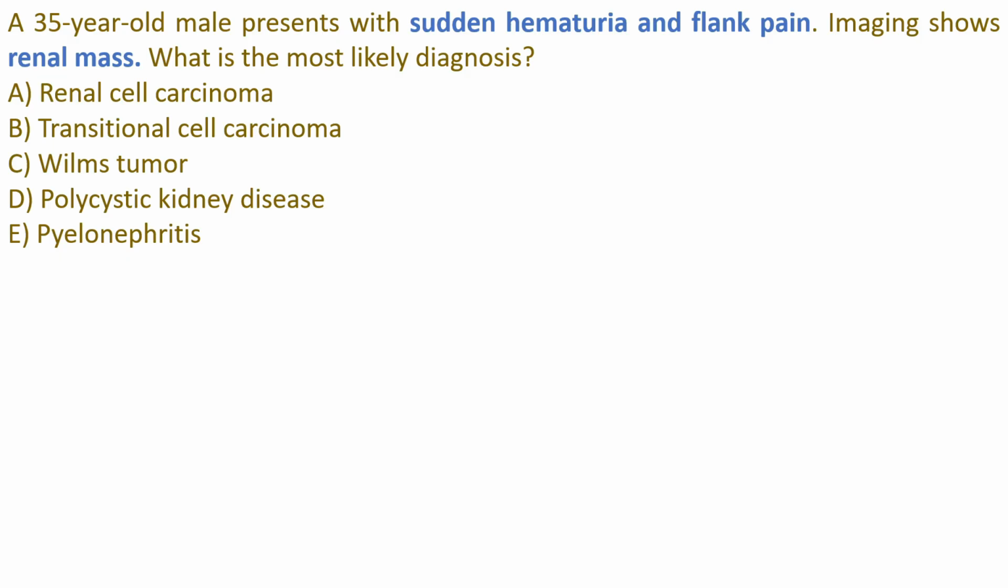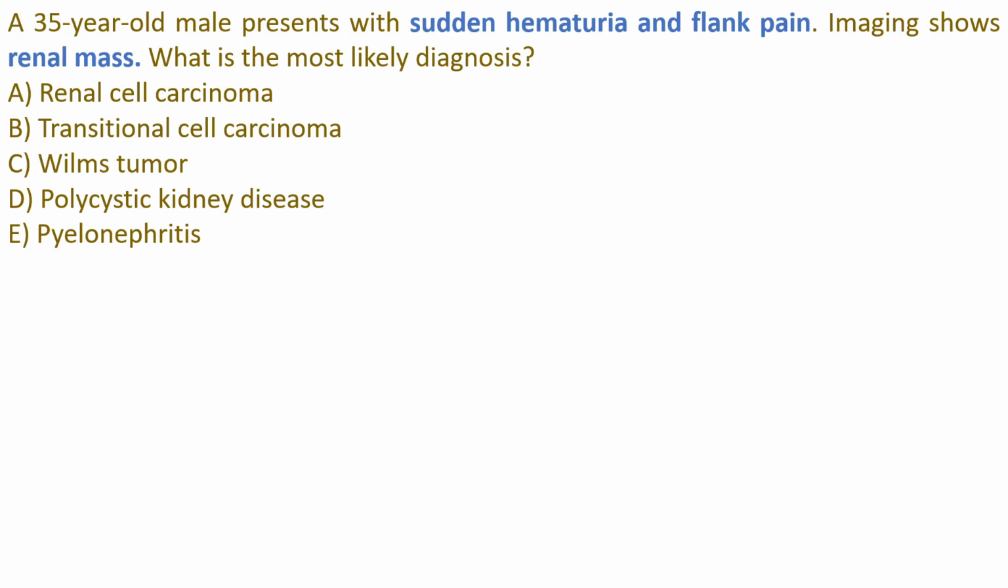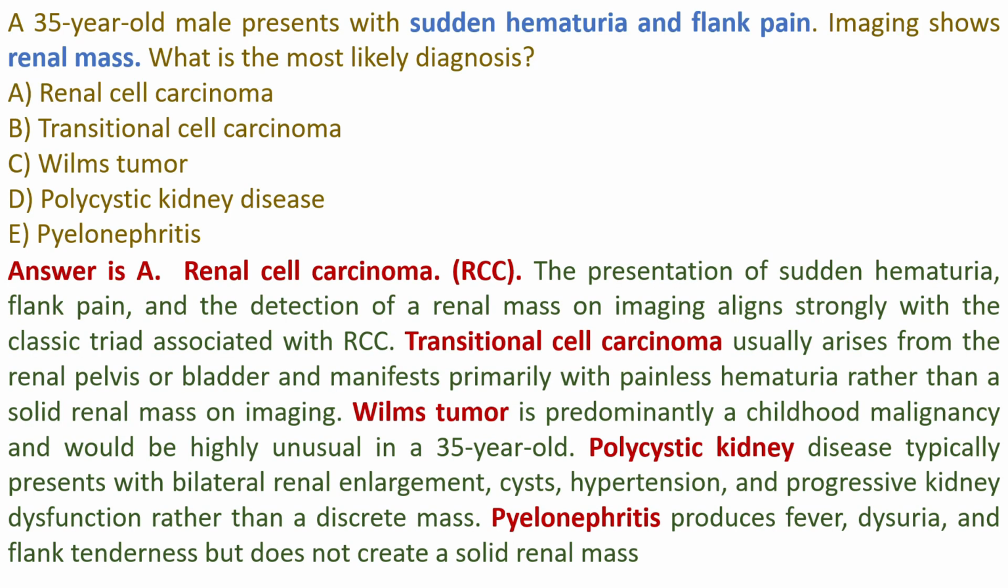A 35-year-old male presents with sudden hematuria and flank pain. Imaging shows renal mass. What is the most likely diagnosis? A. Renal cell carcinoma. B. Transitional cell carcinoma. C. Wilms tumor. D. Polycystic kidney disease. E. Pyelonephritis. Answer is A, renal cell carcinoma, RCC.